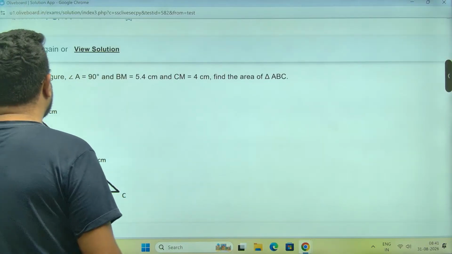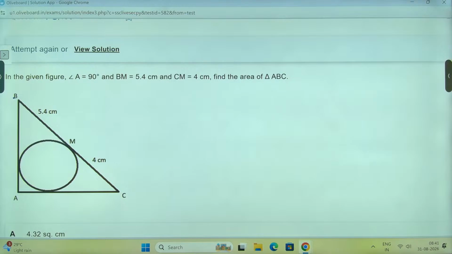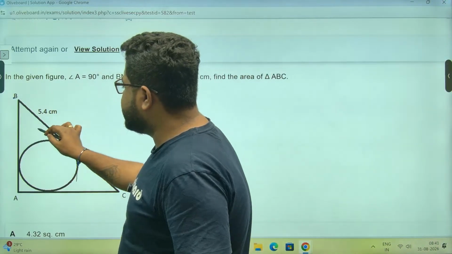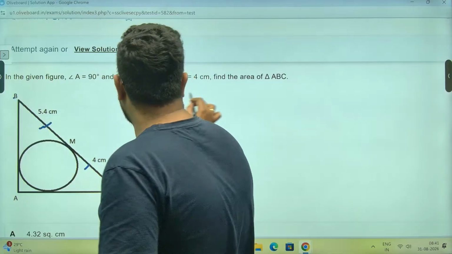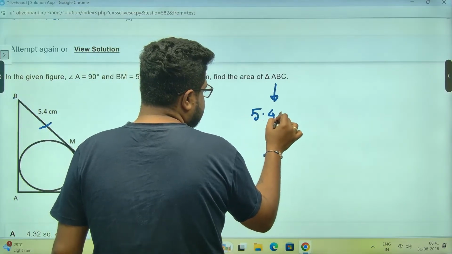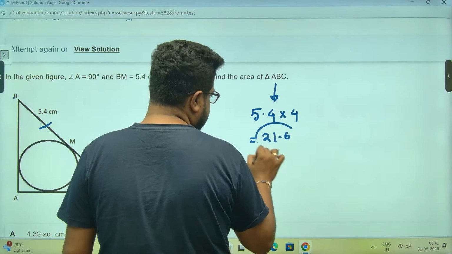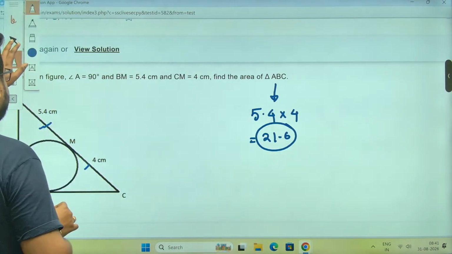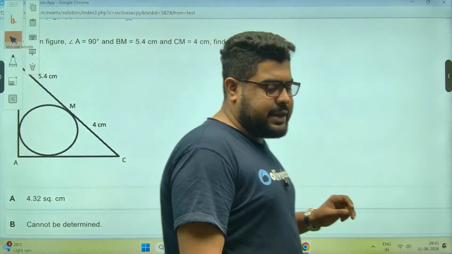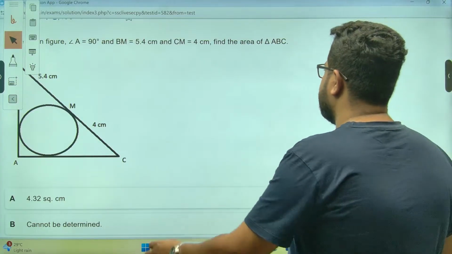What are they asking? Angle A is 90 degrees, sir. BM is given, CN is given. Sir, always remember, if this is in a circle and these two lengths are given, you can directly say the area will be the multiplication of these two. It's a theorem, a little advanced theorem. 5 into 20, this is 21.6. I don't have the options with me. Sir, option D is the answer. Option D is the answer. Okay. Chalo, next one, sir.